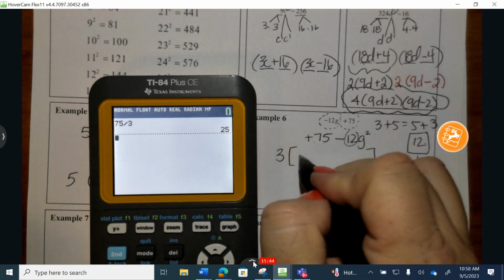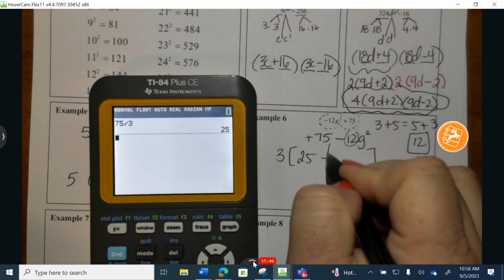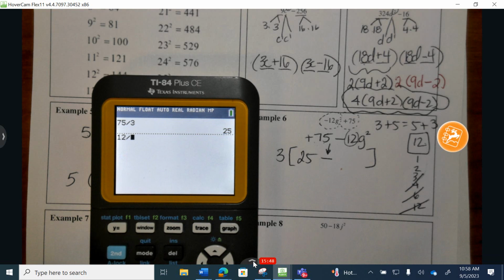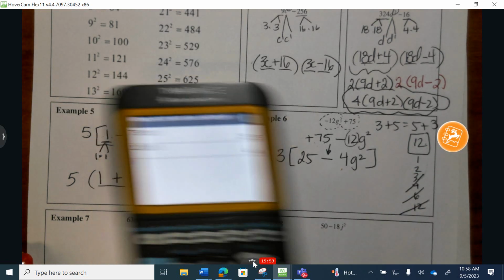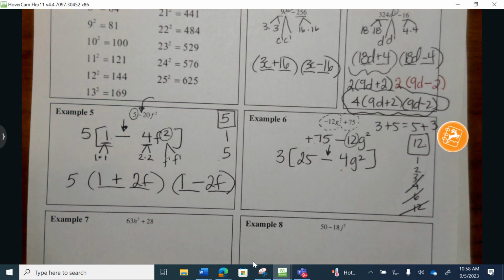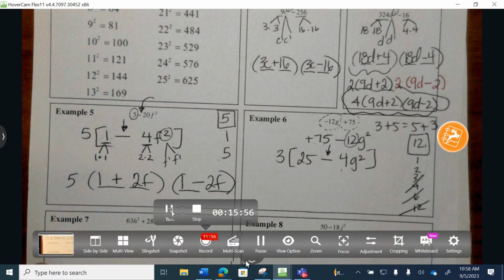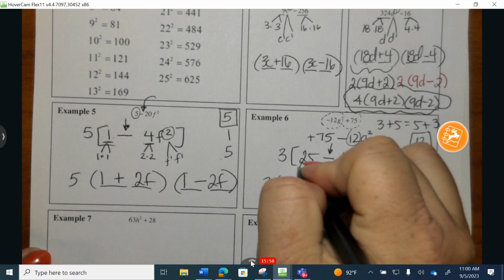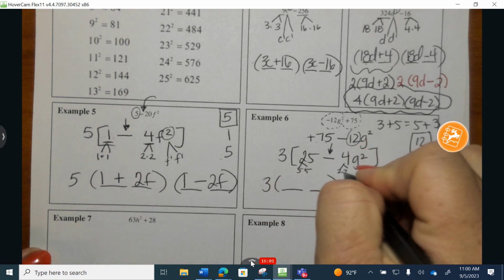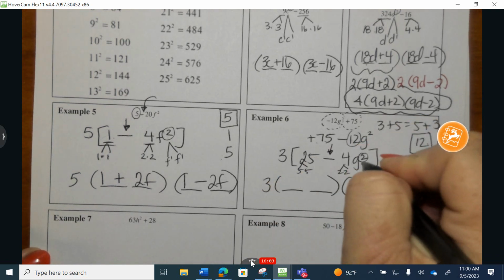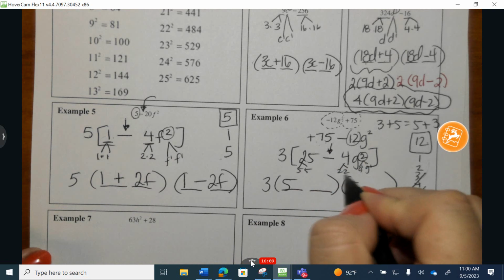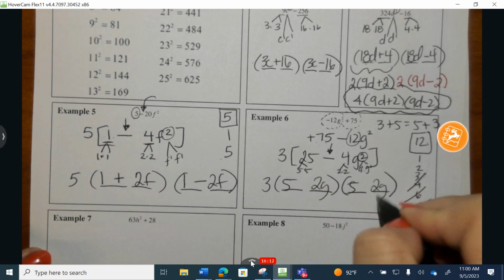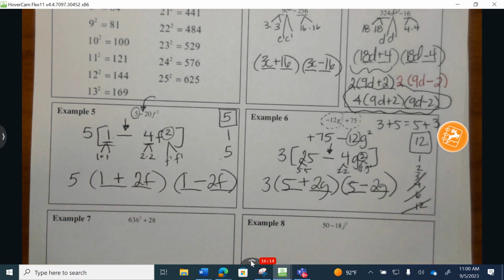75 divided by 3 is 25. Bring down the subtraction sign. 12 divided by 3 is 4. Bring down the g squared. 25 breaks into 5 and 5. 4 breaks into 2 and 2. We have subtraction. And I can break g squared into g to the first and g to the first. 5s come from the front, so they must remain in front. The 2s and g's come from the back. They must remain in back. One is positive and one is negative.